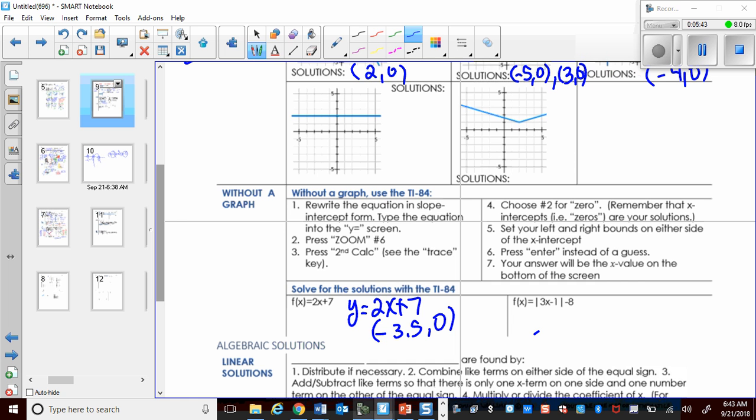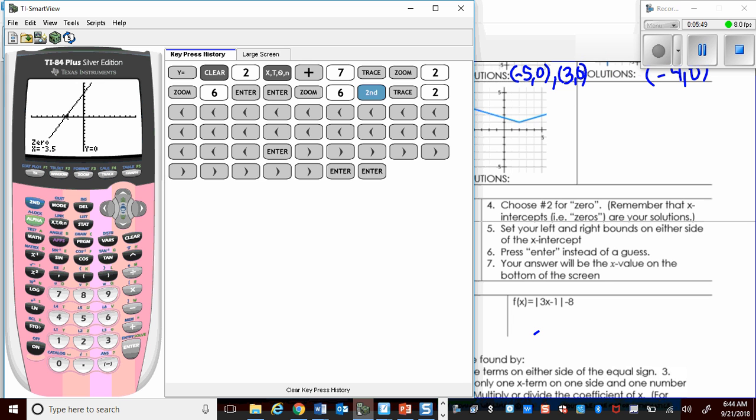For the next one, we're going to be doing an absolute value equation. And you should have 2 solutions always with absolute values. Or in some cases, 0. You either have 2 or you have 0.